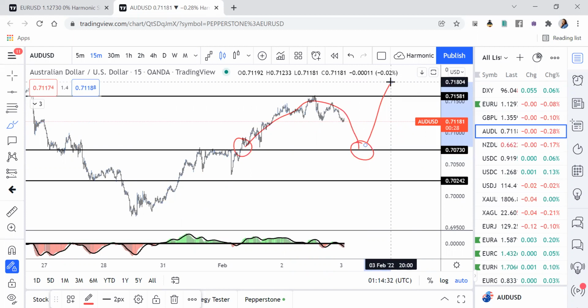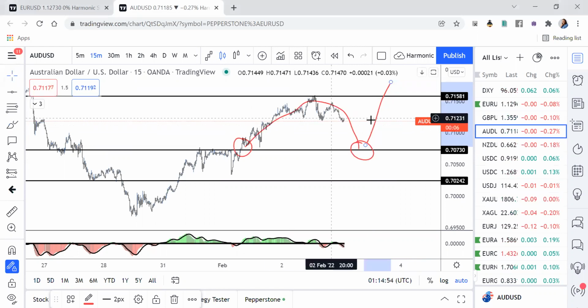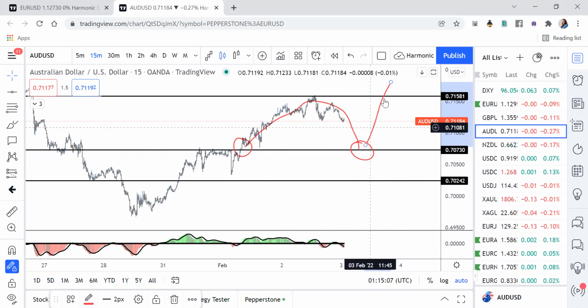Everybody sees that? Everybody agree? Yes. Sharon, do you agree? I dropped off just now. Everybody see the break of structure? Retest to happen now. So you wait for that retest to happen and then you could look to long.